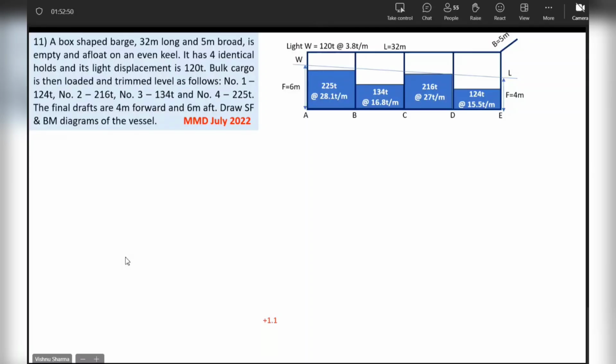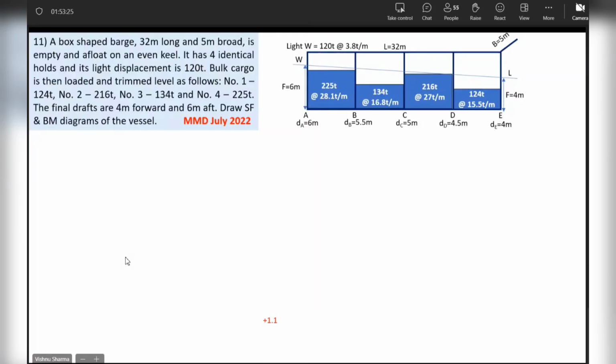Now, guys, what is the draft at E? Draft at E is 4 meters. What is the draft at A? Draft at A is 6 meters. Look at the diagram. What will be the draft at C then? 5 meters. Very good. Main draft. If C is 5 meters, A is 6 meters, what will be B? 5.5. And D? 4.5. Yes, you can write like this, okay?